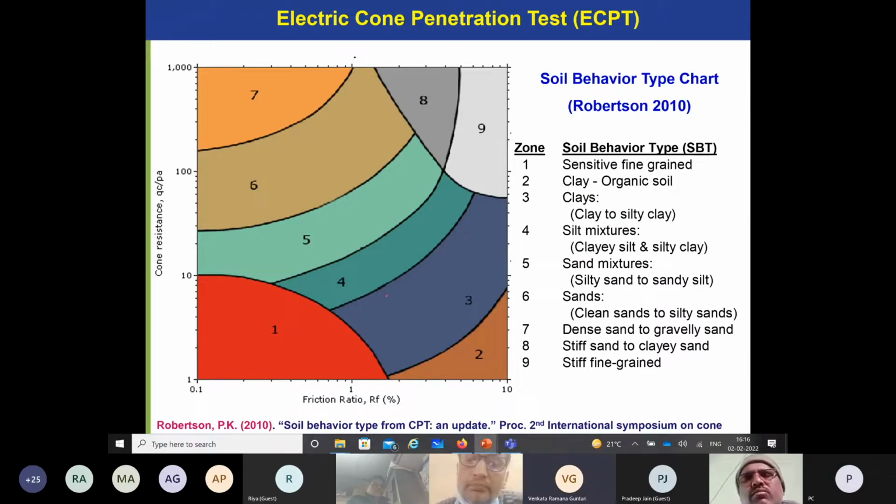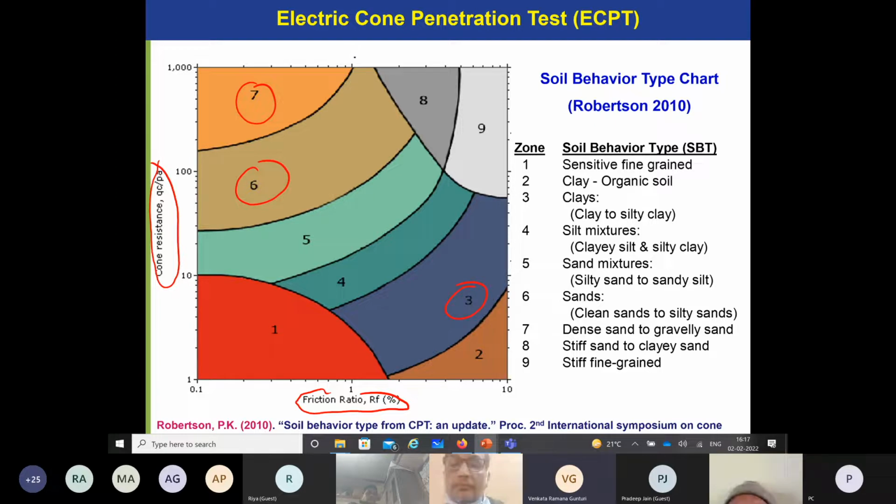Now, why should we do ECPT test? As I told you, the electric cone penetration test gives you a lot more. A lot of engineering properties can be interpreted from it compared to the SPT, and you can find what is the soil behavior type. So based upon the friction ratio and the cone resistance, I can find whether it is going to behave like a sand, or like a dense sand, or like a clay, without actually conducting any liquid limit or grain size distribution curve or plastic limit test, just by pushing a cone into the ground.